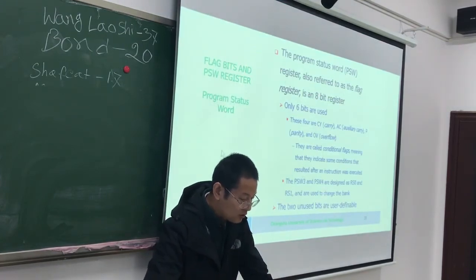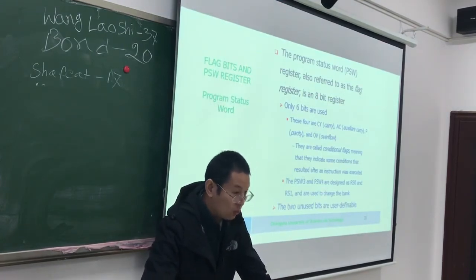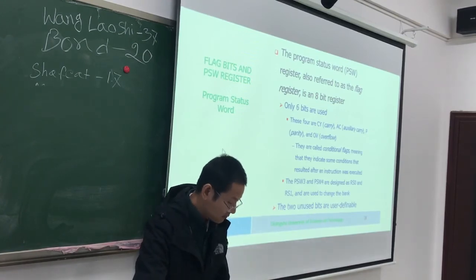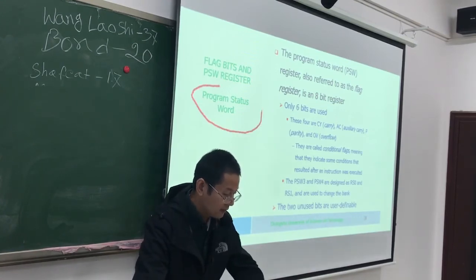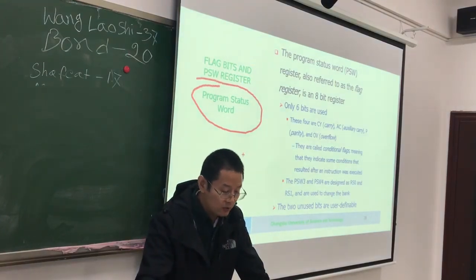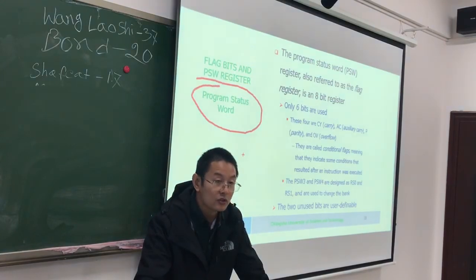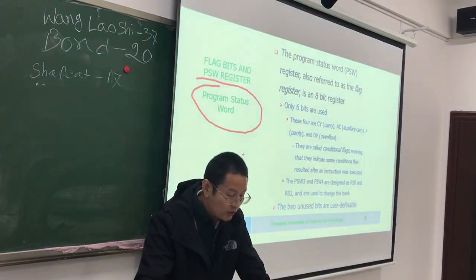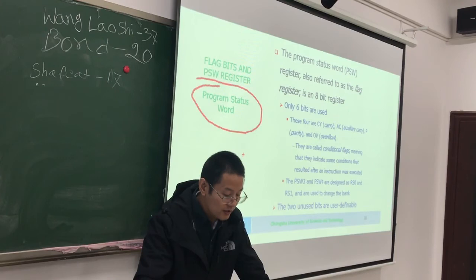Next, I introduce the program status word. The program status word, PSW register, also referred to as the flag register, is an 8-bit register. Only 6 bits are used.